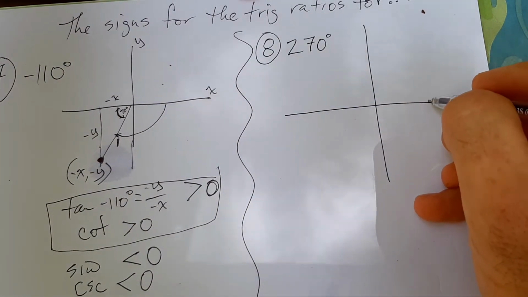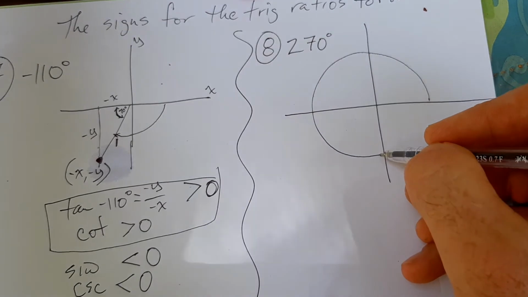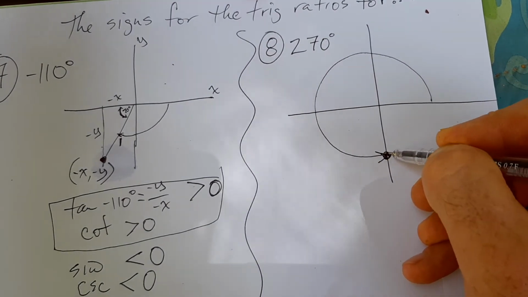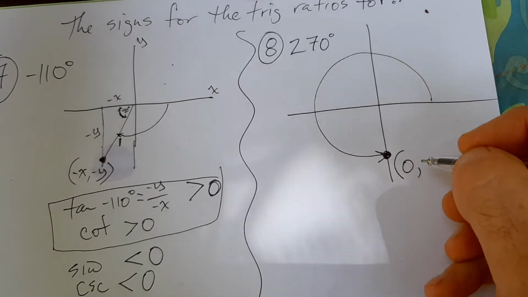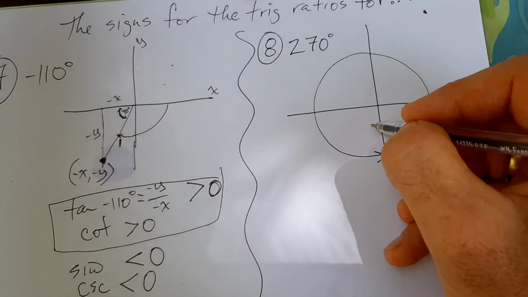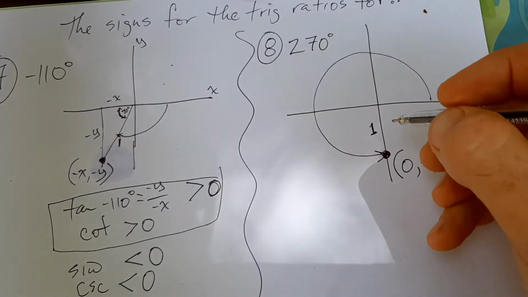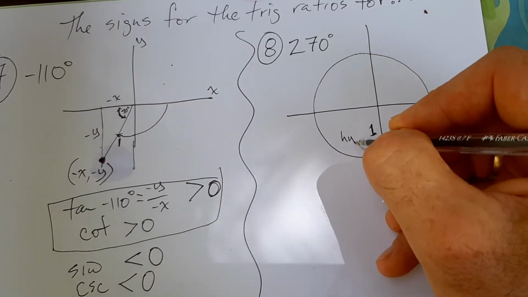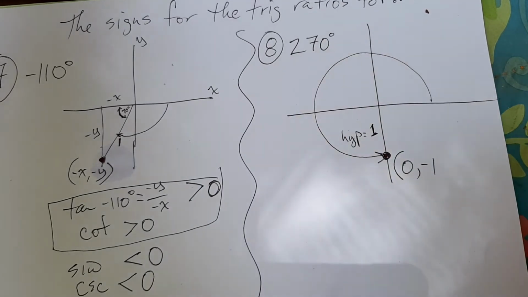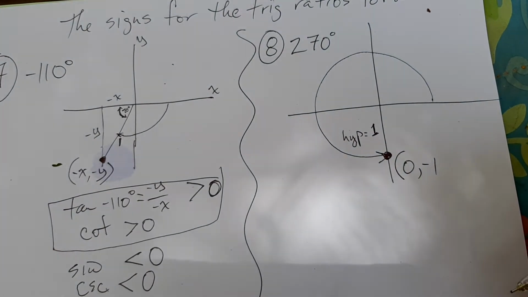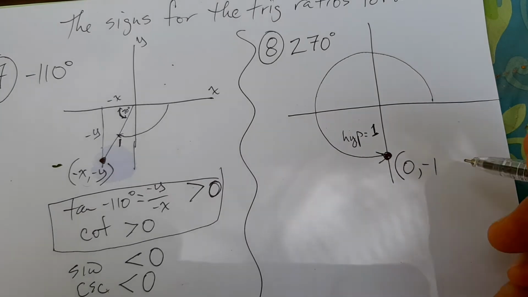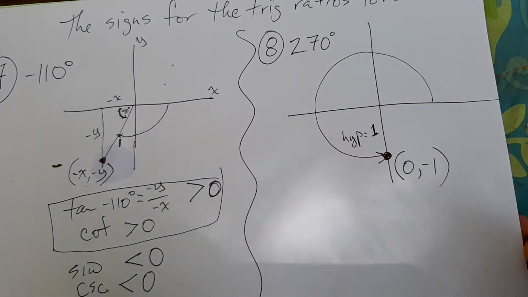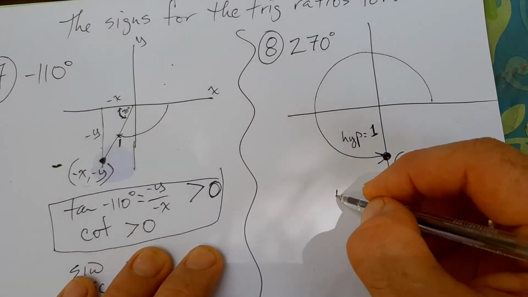All right, 270. Boom. So what is that point? That point is 0 for the x and down minus 1. Now I'm going to put a 1 right here to remember my hypotenuse, right? This is my hypotenuse. It's always positive 1, right? The hypotenuse of the triangle will always be positive. All right. So let's do them.